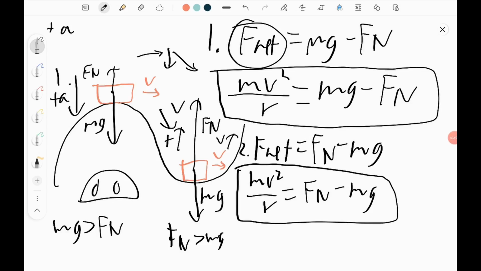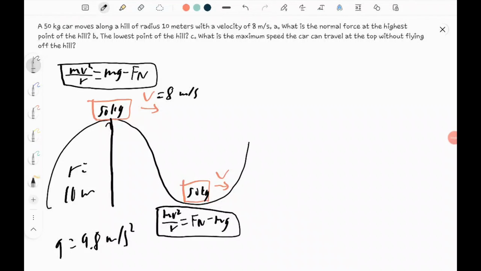So save these two equations. Number 1 is for the top, and number 2 is at the bottom of the hill. And we're going to do a couple examples to examine how these forces exactly work. So here's a practice problem, and if you'd like to try on your own first, you can pause the video, but I will be doing this problem in the video too.